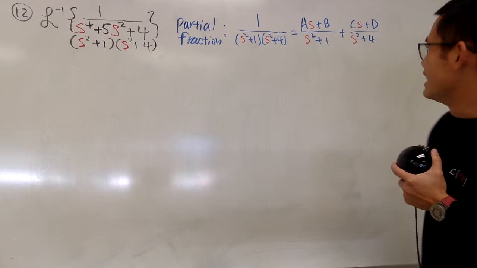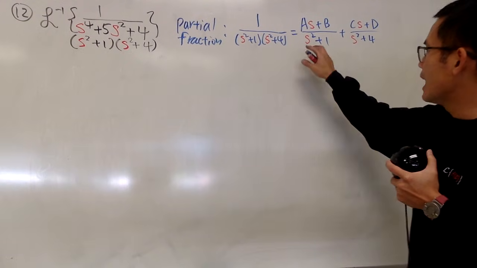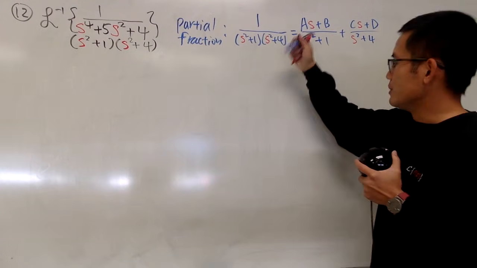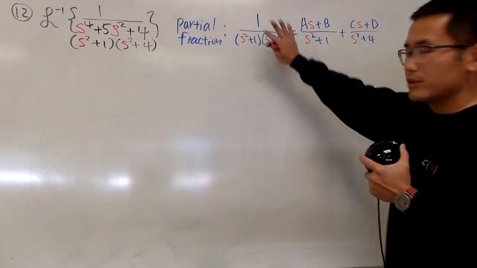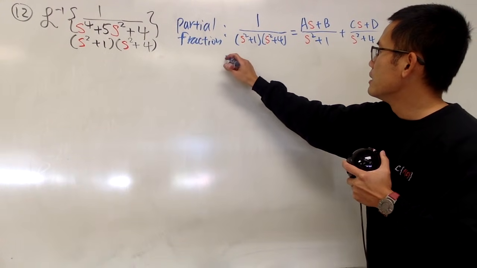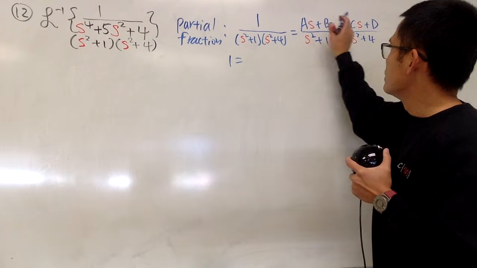Crazy stuff. Now, clear the fractions, so multiply everybody by this and that. And then let me just go ahead and do that. Right? Just multiply everybody by that. So you actually end up with 1, and let me put 1 right here, and that's equal to this times that pretty much.